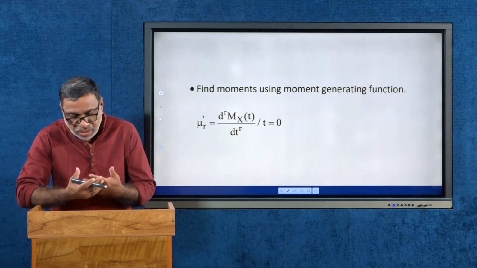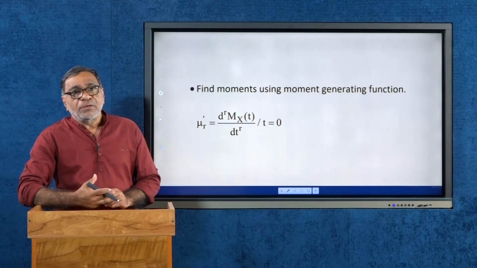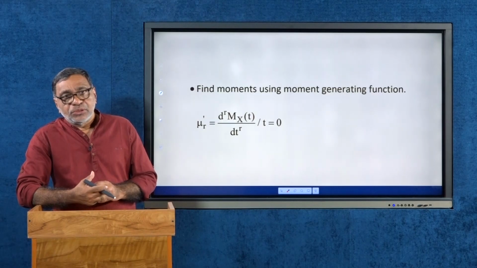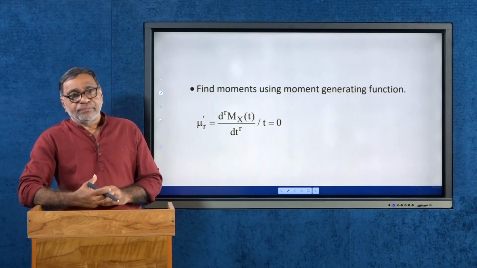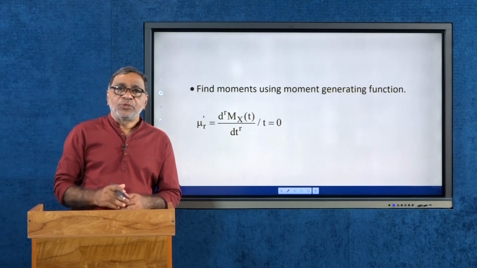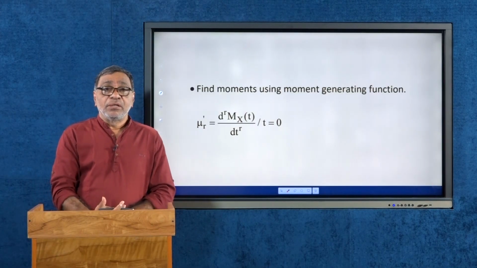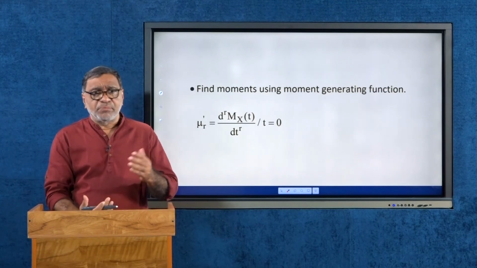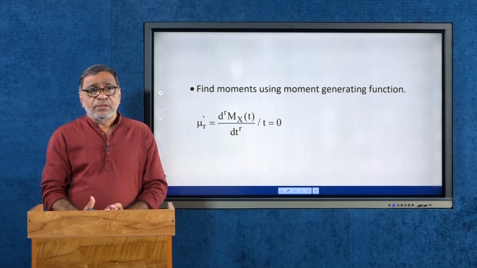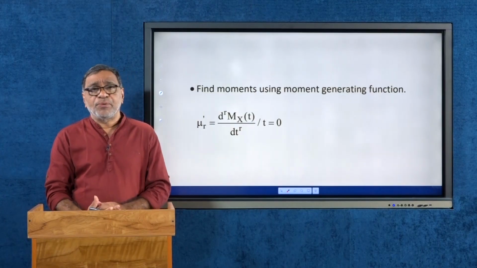And we know the way in which we find the moments of a distribution using the moment generating function. Suppose you have the moment generating function M_X(t), then you can derive the moments of the random variable either by expanding the moment generating function in a power series of t and finding the coefficient of t power r divided by r factorial.